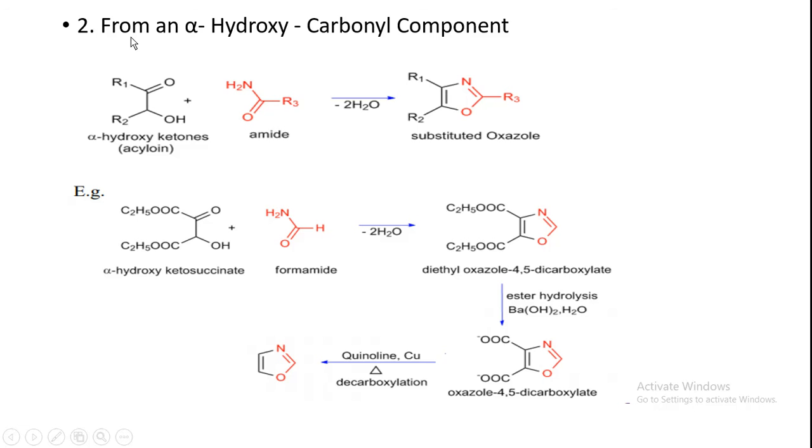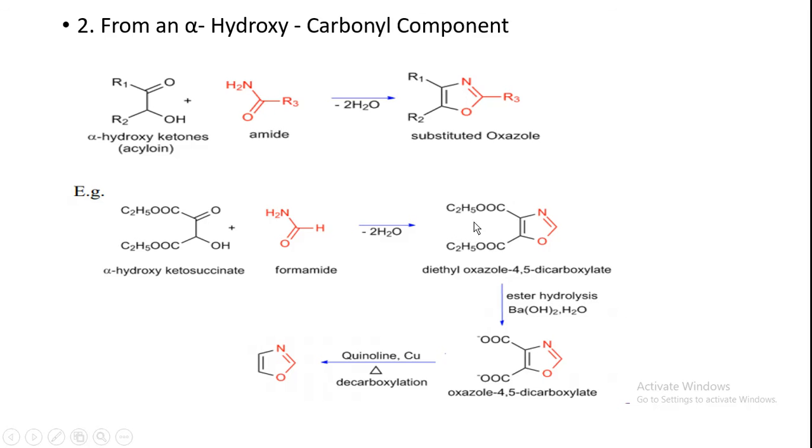Next, another method of preparation is from an alpha hydroxy carbonyl compound. It is alpha hydroxy, alpha to the carbonyl carbon, so this is a hydroxy ketone. Along with an amide, 2 molecules of water go out and it condenses to give the substituted oxazole. For example, this is alpha hydroxy ketosuccinate with formamide; 2 molecules of water come out and it forms diethyl oxazole-4,5-dicarboxylate.